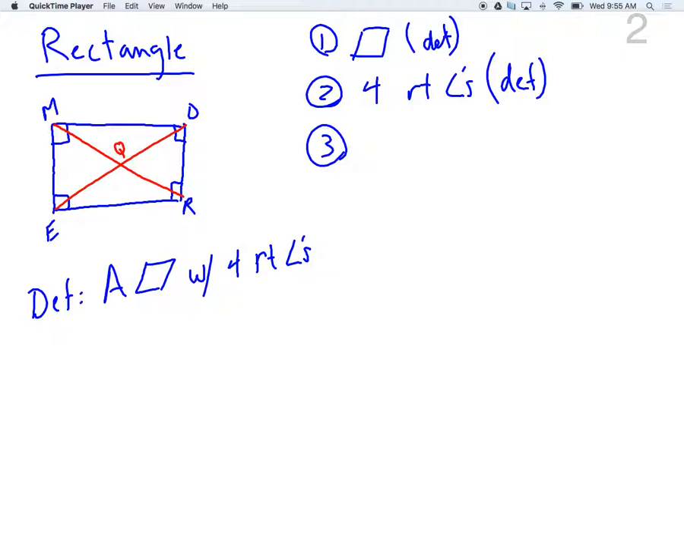The midpoint? Yes, meaning what? That the diagonals are congruent. Beautiful. Diagonals are congruent. That's a property. So MR is congruent to ED, which then means that EQ, MQ, DQ, and RQ are all congruent. So this equals this equals this equals this. Anything else?